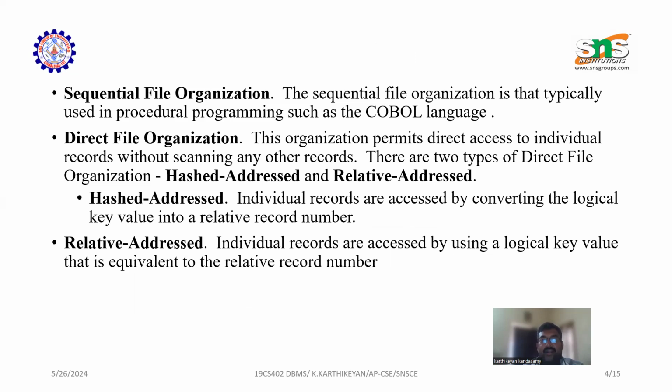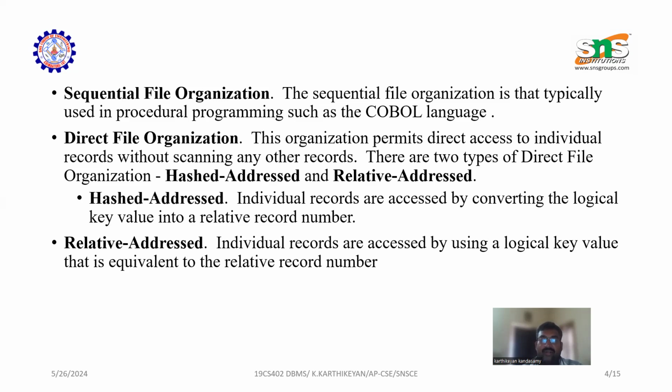So first, sequential file organization. Sequential file organization is typically used in procedural programming languages. Direct organization permits direct access to individual records without scanning any other record. There are two types, hash address and relative address. In hash address, the individual record is accessed by converting the logical key into the relative record. For example, take my register number. My number is 7, and before it, 6 is available, and after it, 8 is available. Then you can allocate it in the database server.